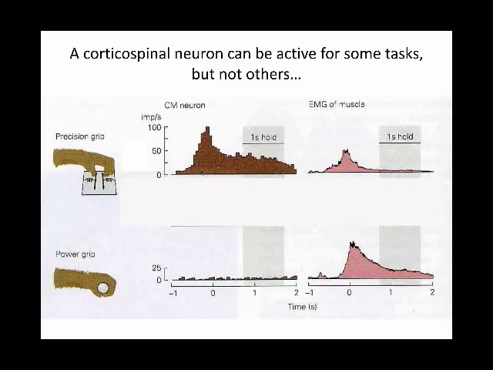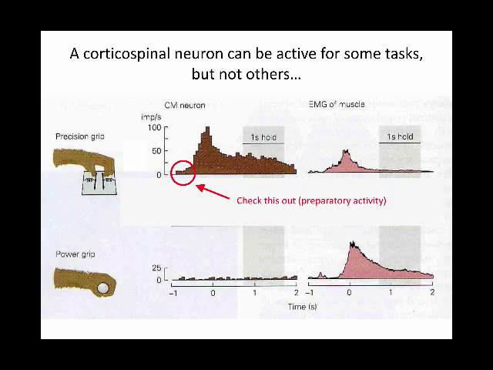But now look at the activity. There's a large amount of activity for when the monkey has to make this precision grip, but basically no activity when the monkey has to make the power grip. And what's interesting here, again, this is a neuron that actually is projecting directly to motor neurons in the spinal cord. It's very interesting. Okay.